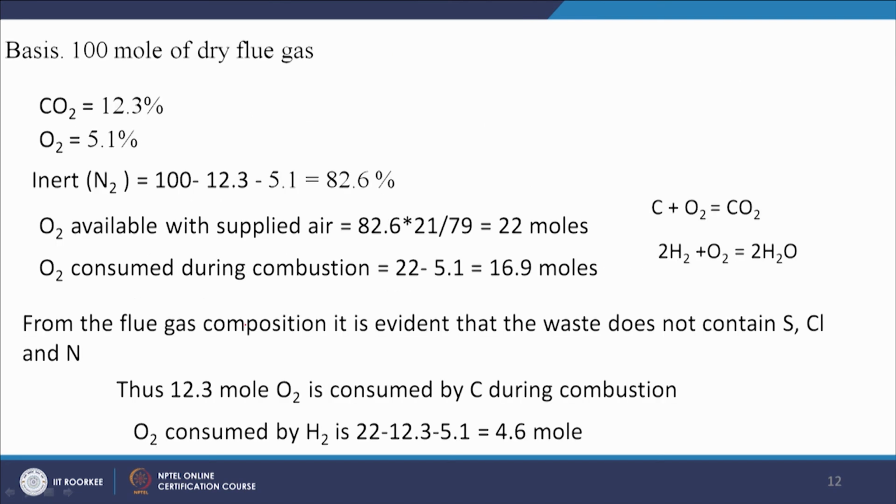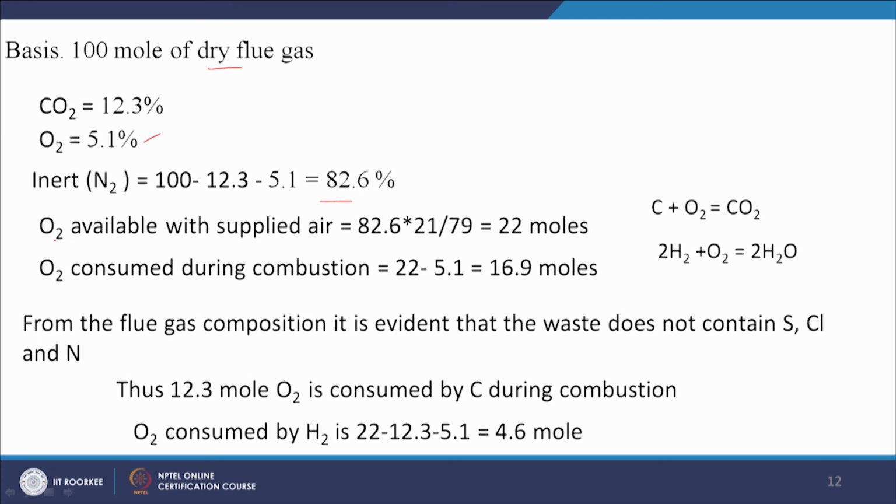Here we take as basis 100 moles of dry flue gas. So, carbon dioxide will be 12.3% and oxygen will be 5.1%. Inert will be 100 minus 12.3 minus 5.1, so that will be 82.6% in the exit gas. If we take 100 moles of dry flue gas, 82.6 moles of nitrogen is present in the flue gas.